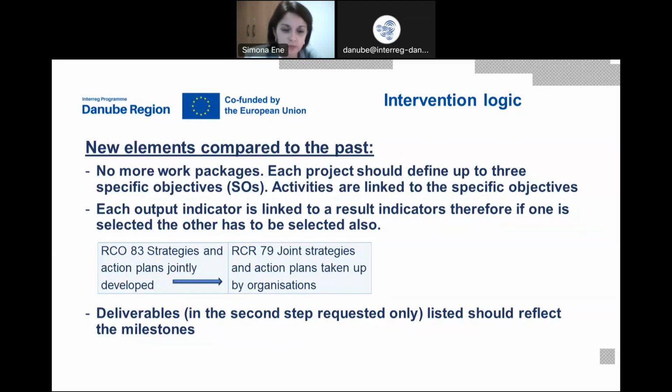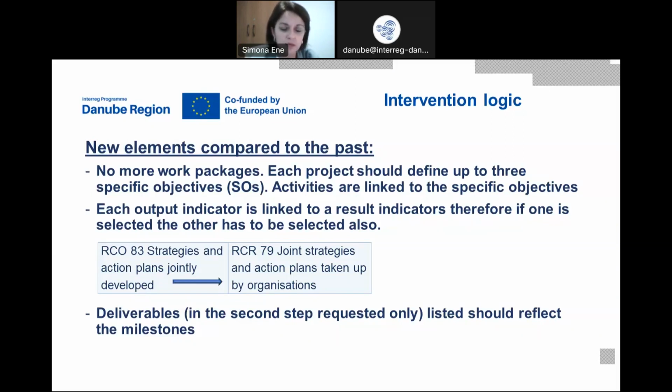In the current program, each output indicator at program level defined in the program is linked to a result indicator, which means that the projects will define their own output and results, and then will link them to the output and result indicators of the program. And this we will explain a bit later.